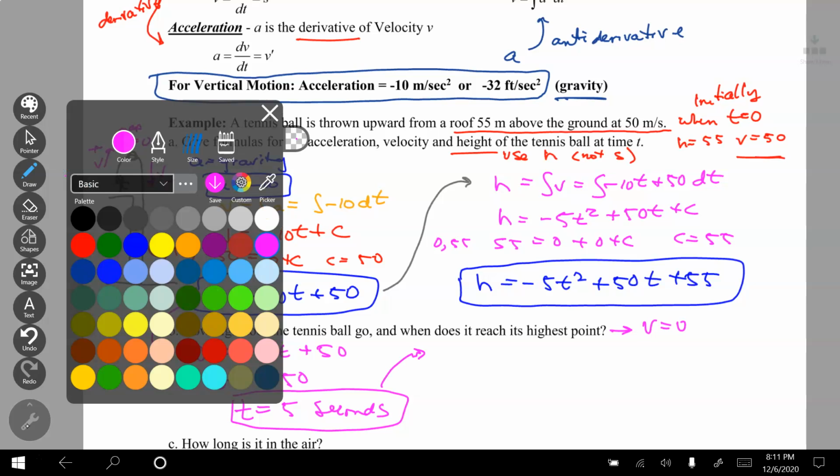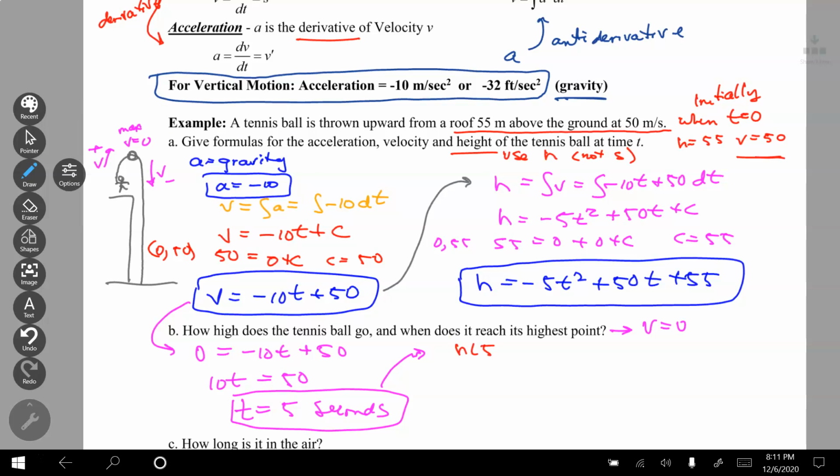And then I can go and plug in h of 5, which is equal to negative 5 times 5 squared plus 5 times 50 plus 55. And if I did everything correctly, I think I did, I get h at 5 seconds is negative 125 plus 250 plus 55, which gives me 180 meters.